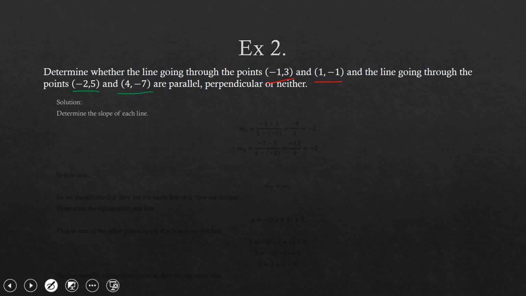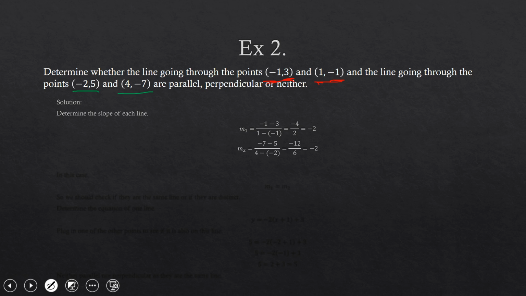So same approach. We're going to determine the slope of each line. So if we plug in -1, 3 and 1, -1 into our slope equation, it's going to give us -1 minus 3 over 1 minus -1. And so that's going to simplify. -1 minus 3 is -4. 1 minus -1 is 2. And so that's going to be -2.